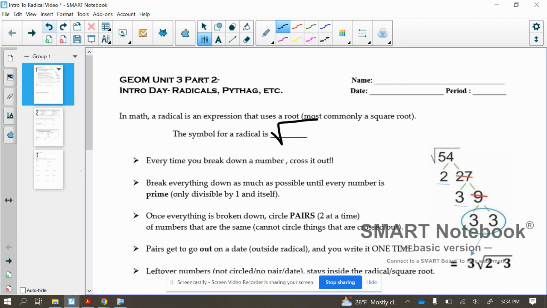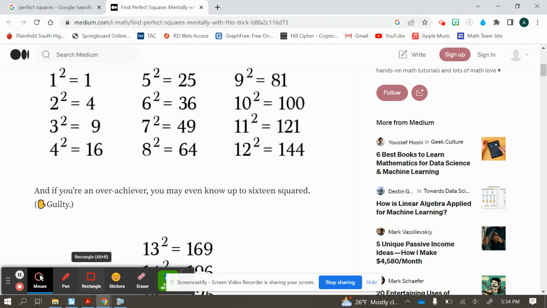Now, sometimes there are perfect squares, and if we look at this list of perfect squares, just Google on the internet, these are all perfect squares because if we square root any of these numbers in this list, they come down to be, for instance, square root of 144 is 12. Okay, so those are our perfect squares.